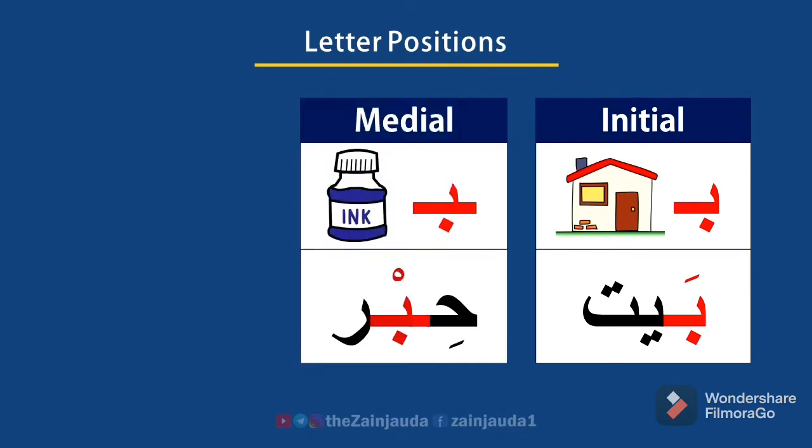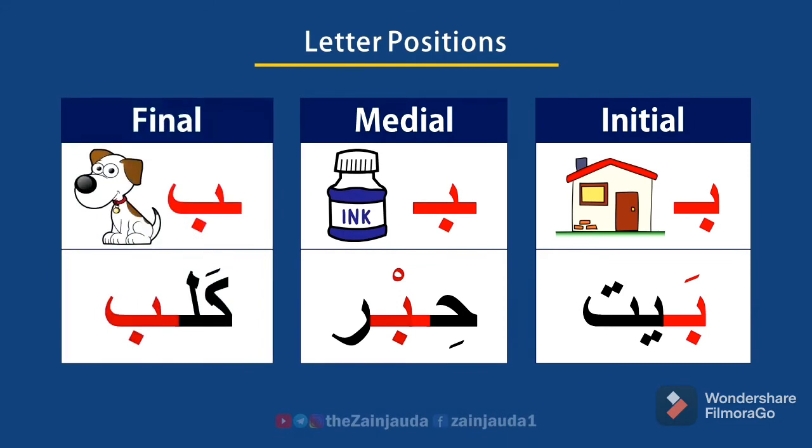And the positions of ba: in the initial we have bait. In the medial one we have habr. And in the final one we have kalb. Notice here the shape of ba is also unchanged except for the extension that connects the letters.